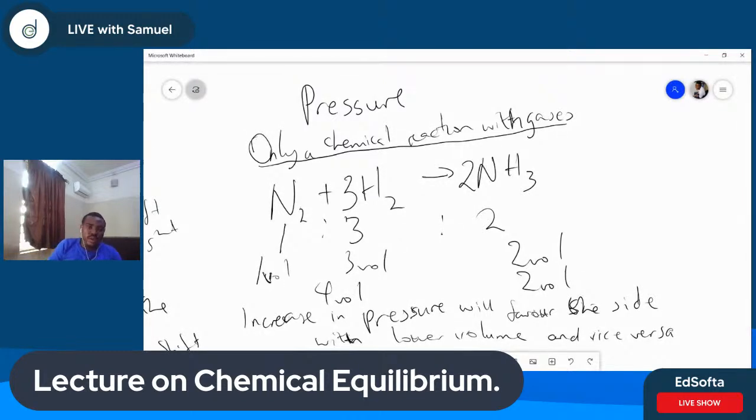If you increase pressure, equilibrium will shift towards the side with lower volume, so equilibrium will shift towards the right side. If you decrease pressure, equilibrium will shift towards the left side, because that's the side with higher volume. So that's just that about pressure.